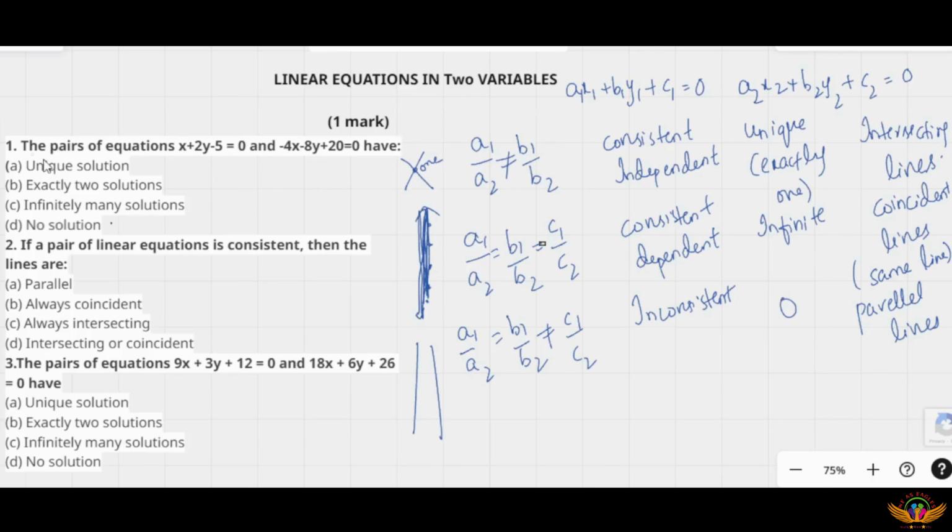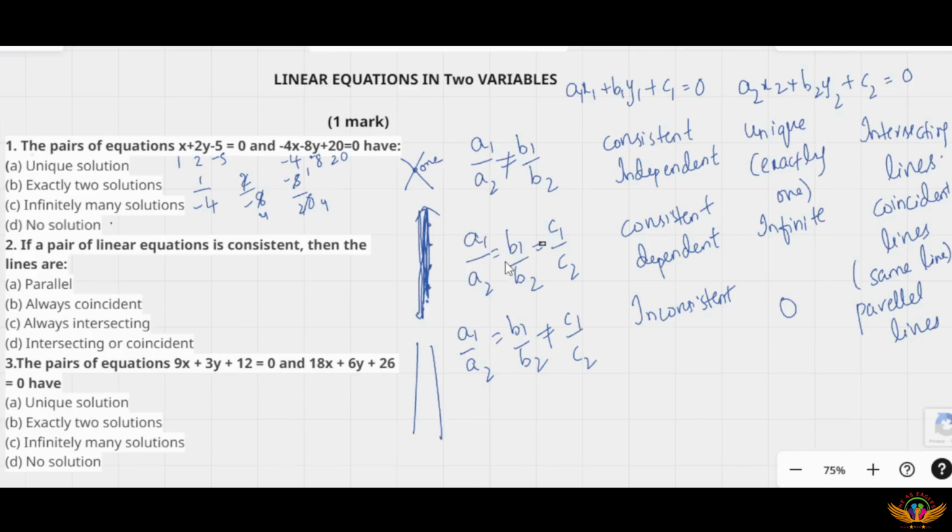Right, let us see the first question. They have given 2 equations and we have to find out how many solutions these 2 equations have. So here a1 is 1 and b1 is 2 and c1 is minus 5, and here a2 is minus 4, b2 is minus 8 and c2 is 20. Okay, so let us do 1 by minus 4, 2 by minus 8 and minus 5 by 20. So this will become minus 1 by 4, minus 1 by 4, minus 1 by 4.